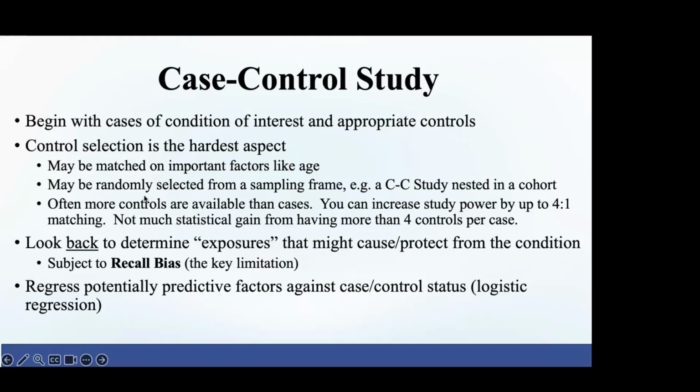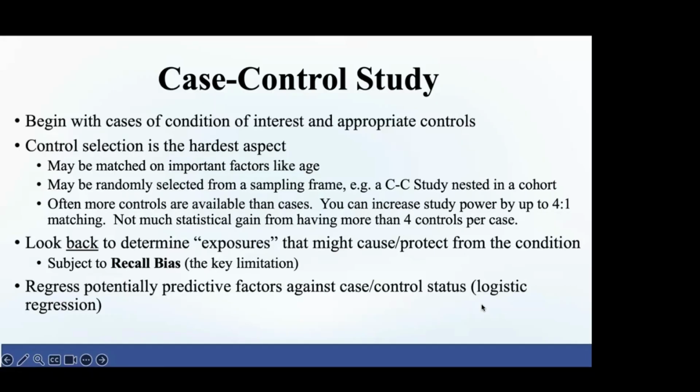And often there will be more controls available than cases, and if you can have up to 4 to 1, it helps you a lot with your statistical power, but you don't gain much after that. Another key limitation is that you have to look back before the occurrence of the disease to look for the factor, and this could be subject to recall bias. So that's a key limitation of this method.